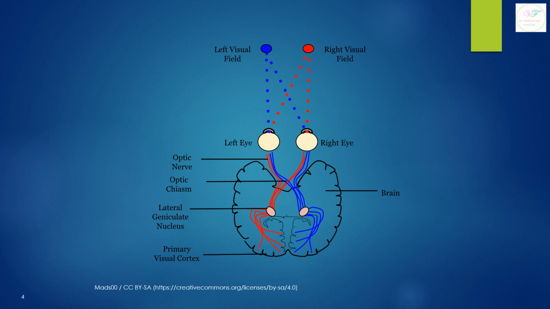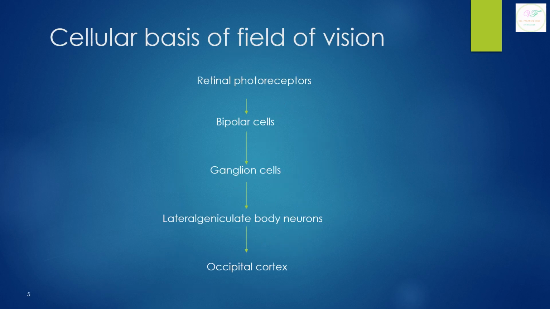As you all know, the visual pathway extends from the optic nerve to the primary visual cortex, passing through the lateral geniculate nucleus. The retinal photoreceptors carry the information to the bipolar cells and then to the ganglion cells. These ganglion cells are the ones which are primarily affected in glaucoma, and various types of ganglion cells are affected in the early stages, which is the basis for the formation of the other newer modalities of visual field testing. From there, the information is relayed onto the lateral geniculate body neurons and then to the occipital cortex.